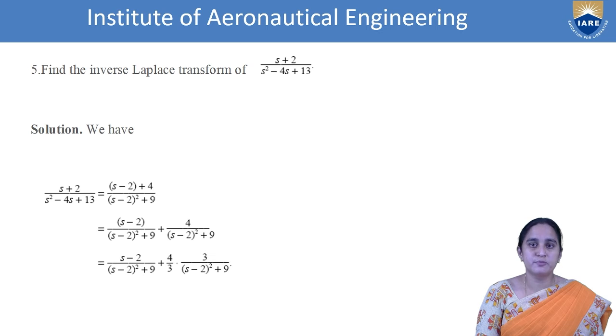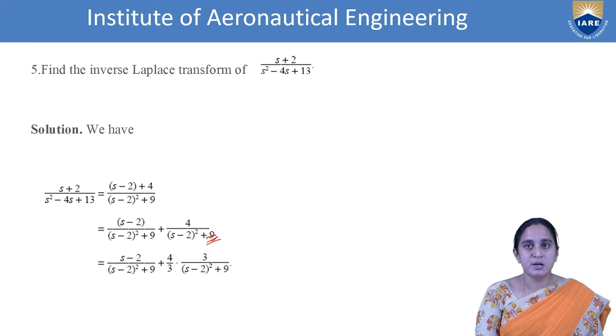That is (s minus 2 plus 4) by (s minus 2) whole square plus 9, that is (s minus 2) by (s minus 2) whole square plus 9, plus 4 by (s minus 2) whole square plus 9. Here again, for the second part, 4 by (s minus 2) whole square plus 9, what is missing, since it is in the form of a by s square plus a square? Here the missing a is in the numerator. That's why I'm multiplying and dividing with 3. Why? Because the denominator 9 means 3 square. That means s square plus a square, and a here is 3. That means I'm multiplying and dividing with 3.